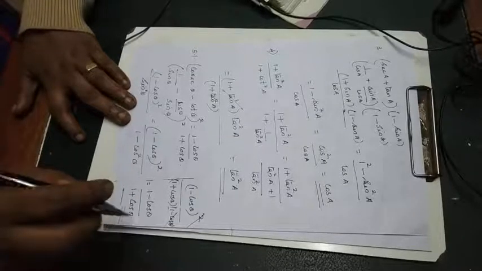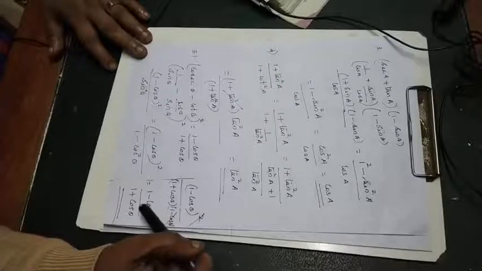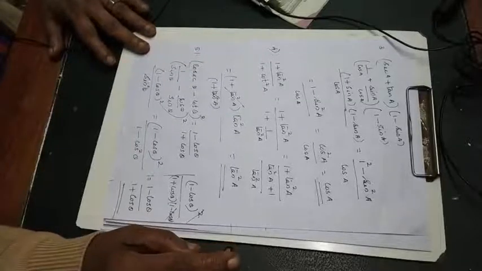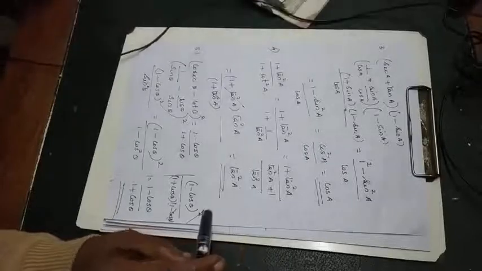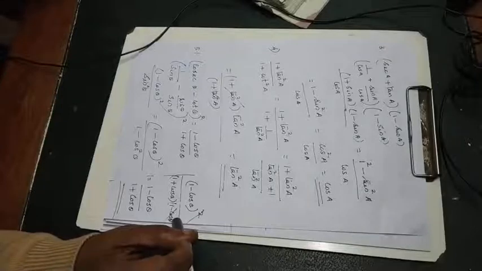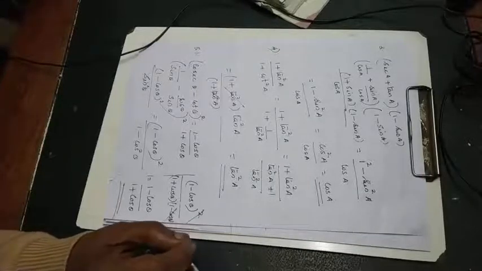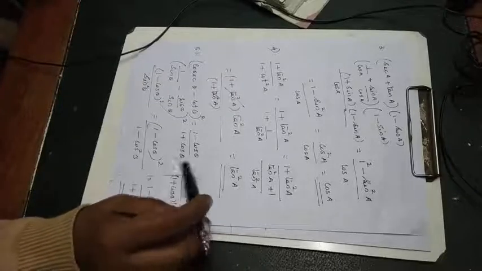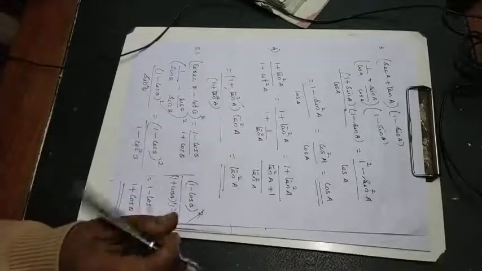See here, in almost all the problems we are using the identities. That is the factorization chapter, polynomials. So that identity is a plus b the whole square, a minus b the whole square, then here a plus b into a minus b form. So always remember those identities to solve such problems.